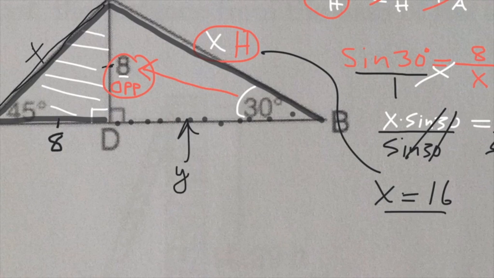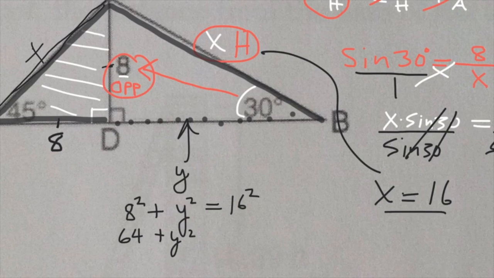And looking at the picture, we've got a squared plus b squared equals c squared. So the 8 could be our a. That means that b would have to be the y. And the c we just found out was worth 16. So you get 64 plus y squared equals 256.